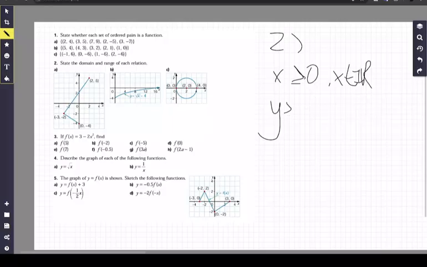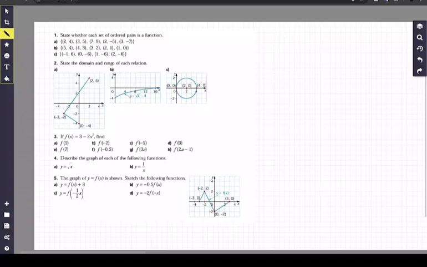And then for C, it's even easier. It's just a circle. So x is between 0 and 4, and y is between -2 and 2. And x and y are both real numbers. So that is that. Now we're going to go ahead and plug this in.